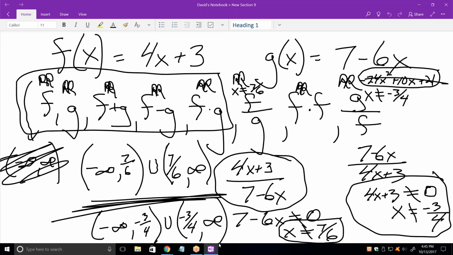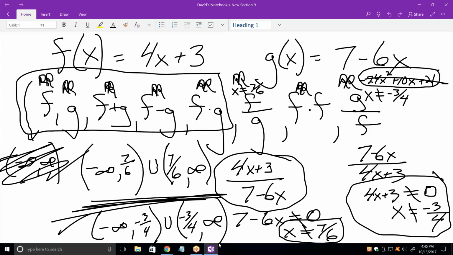You go up to the number that it cannot be, and then you start another interval starting at that same number. And the fact that I'm using parentheses here means that it cannot be 7/6 in that case, and it cannot be minus 3/4 in this case. So this is the way you write the domain in interval notation.